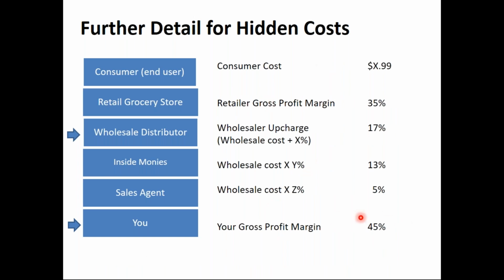Now your margin goes down to 45%. We've got the sales agent at 5%, program monies at 13%, wholesaler charge at 17%, and the retail margin the same. So that's what that looks like.